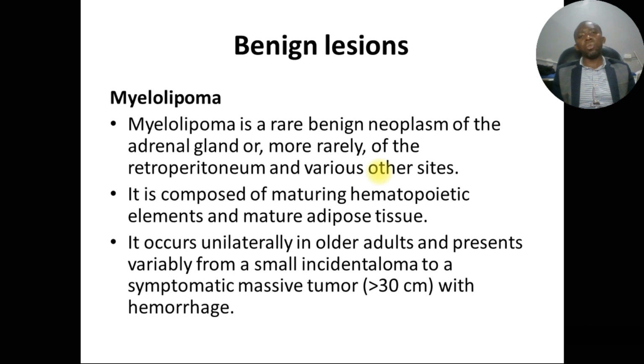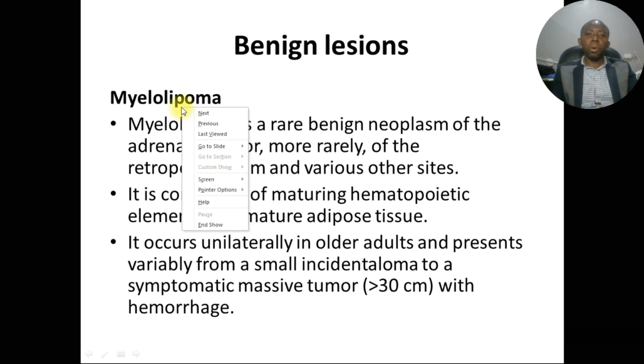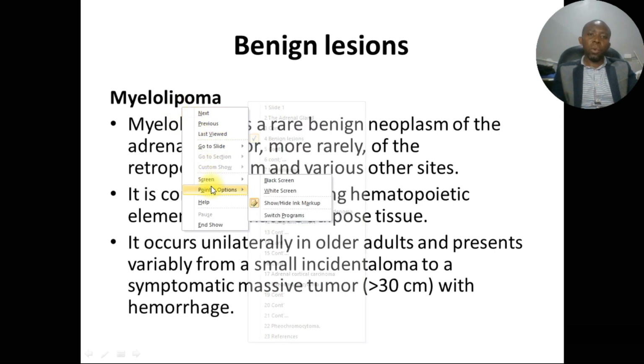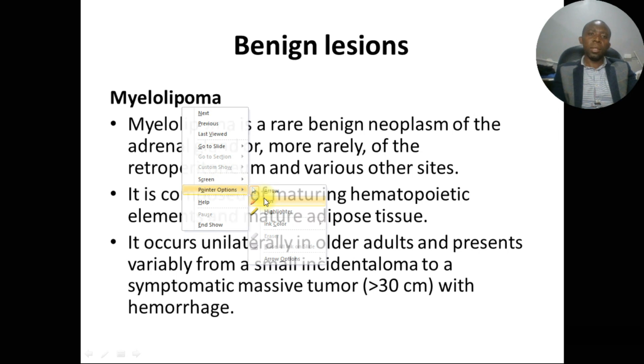Just like in my previous tutorial when we were looking at the FNA of the kidney, we looked at the benign lesions of the kidney and then went on to the malignant lesions. In the same way here, we shall look at both the benign and then the malignant lesions. For this case, let's start with the benign lesions. The first type of benign lesion that we are going to look at is the myelolipoma. So what is a myelolipoma?